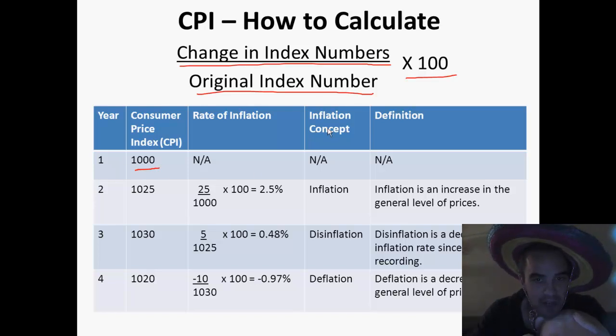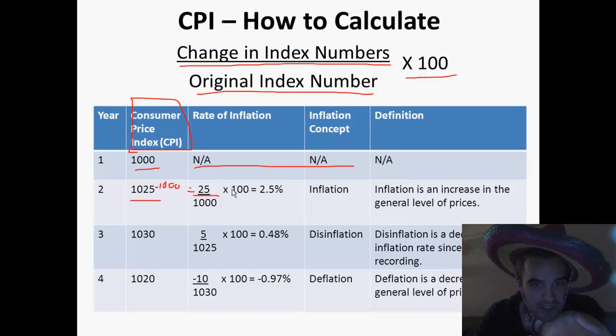Okay, year 1, 1,000. We've got no previous years to assess this data with, so it's just NA all the way up. But year 2, however, 1025 is our consumer price index. We want to see the change. So the change, 1025 minus 1,000, equals 25. So 25 over 1,000 times 100 equals 2.5%. Okay, this is called inflation. Now this 1,000, remember, is the original index number, which comes from here.